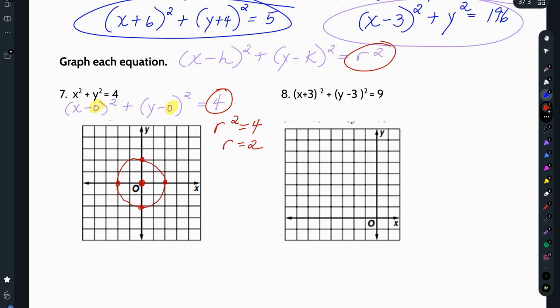Last one, to get my center, it's the opposite. So I'm going to have -3, +3 for my center. Go ahead and plot that. 9 is equal to my radius squared, so my radius is equal to 3. Go up 3, down 3, right 3, left 3, connect the dots.